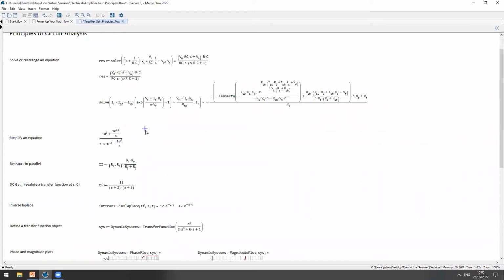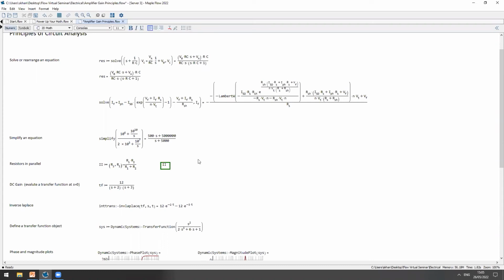Also, you'll need to simplify expressions to more compact, more readable, but equivalent forms. Let's take this transfer function. It's not presented in the simplest possible form, the most compact form. But the simplify function can help me with that. This is a user-created function. It calculates the action of resistors and capacitors connected in parallel.